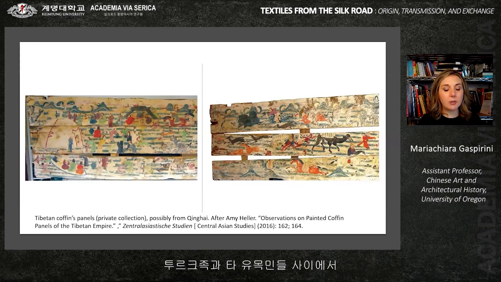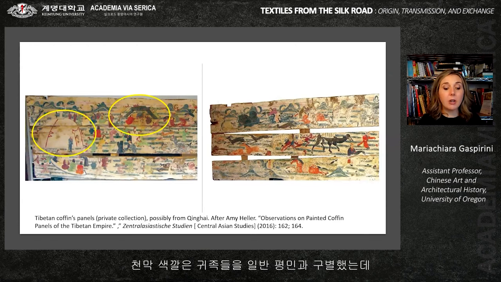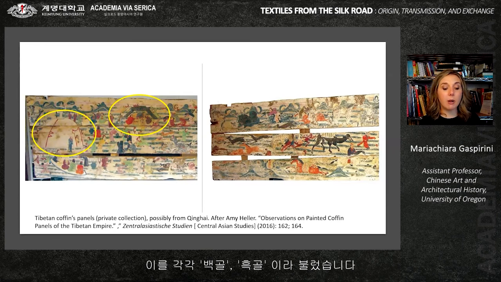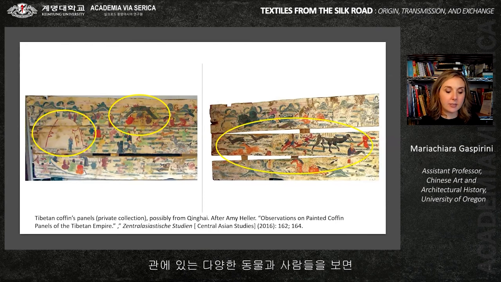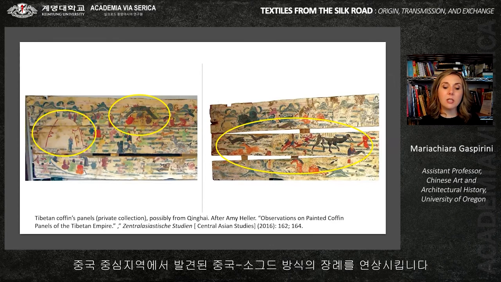Among the Turks and other nomadic groups, tent color distinguished aristocrats from ordinary people, who were referred to as white and black bones, respectively. But the complexity of the scenes, the luxurious clothing worn by some of the characters depicted, and the variety of animals similar to those on the textile panels and people, including foreigners, on the coffins, recalls early Sino-Sogdian funerary panels discovered in central China.